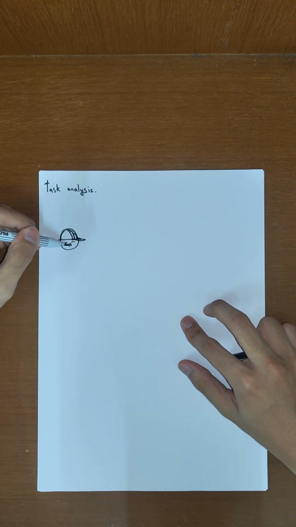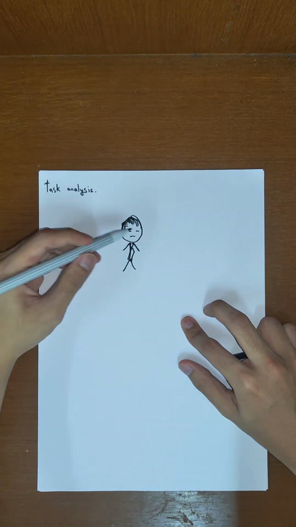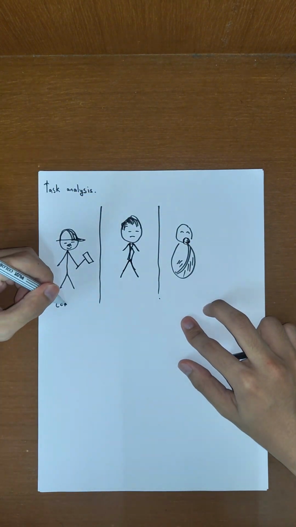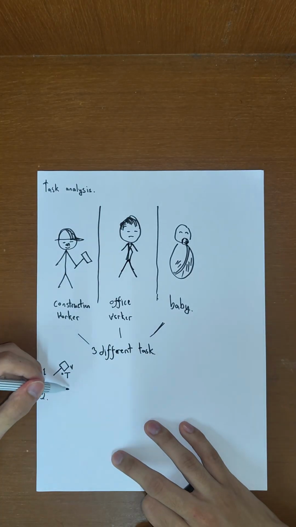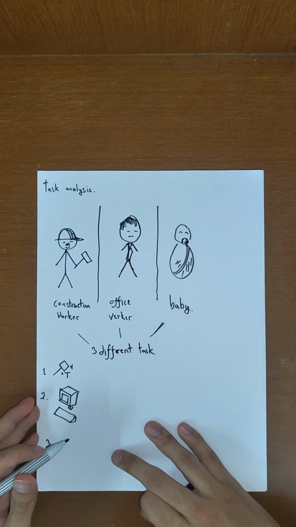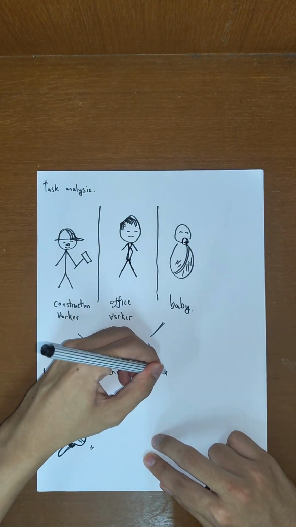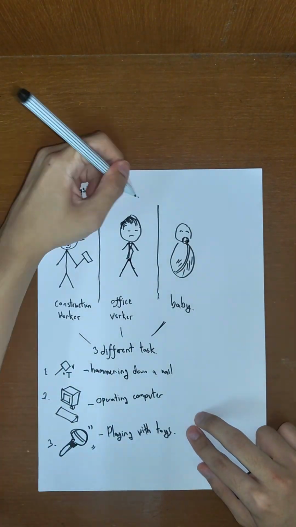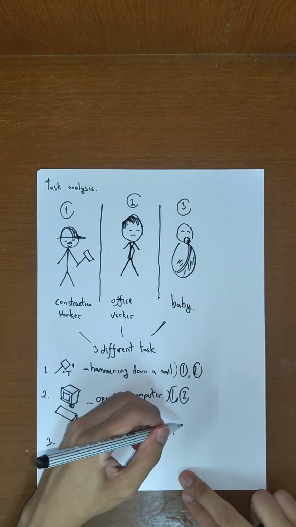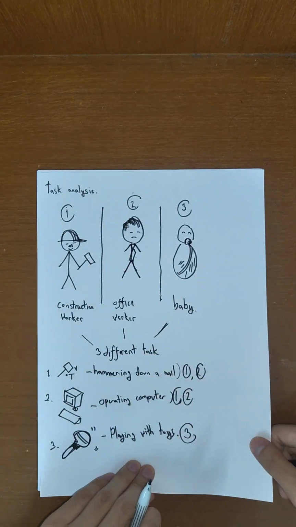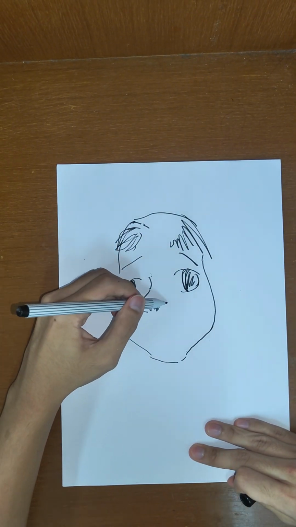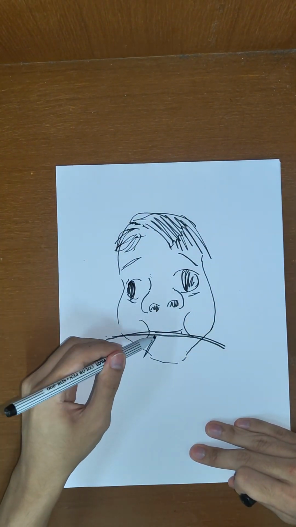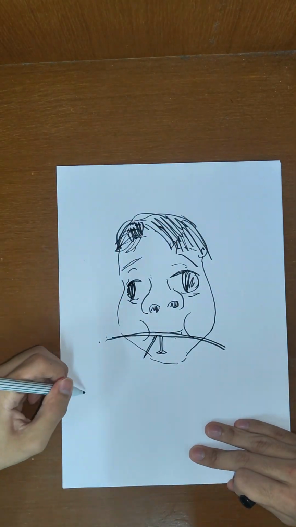Moving on to task analysis. During this step, we observe how many different groups approach a specific task, which often reveals opportunities for a new design solution. For example, imagine a construction worker, an office worker, and a baby. Let's give them three tasks: hammering down a nail, operating a computer, and playing with toys. The construction worker and office worker could handle the nail and the computer decently, but they can't play with the toys the way a baby does. Likewise, a baby would probably just try to chew on the hammer or the computer wires.